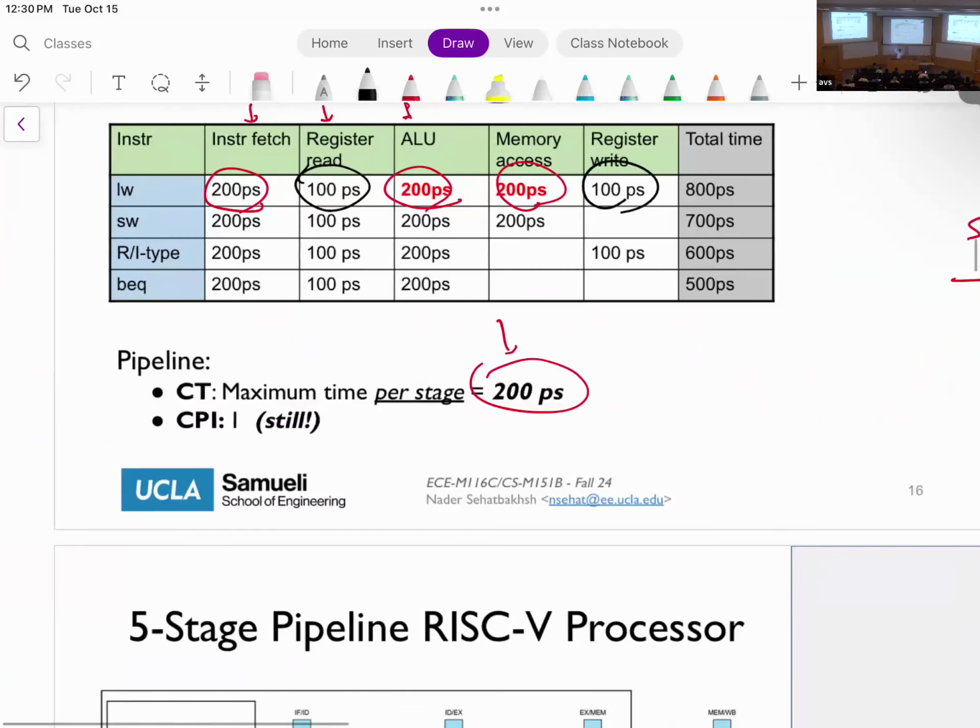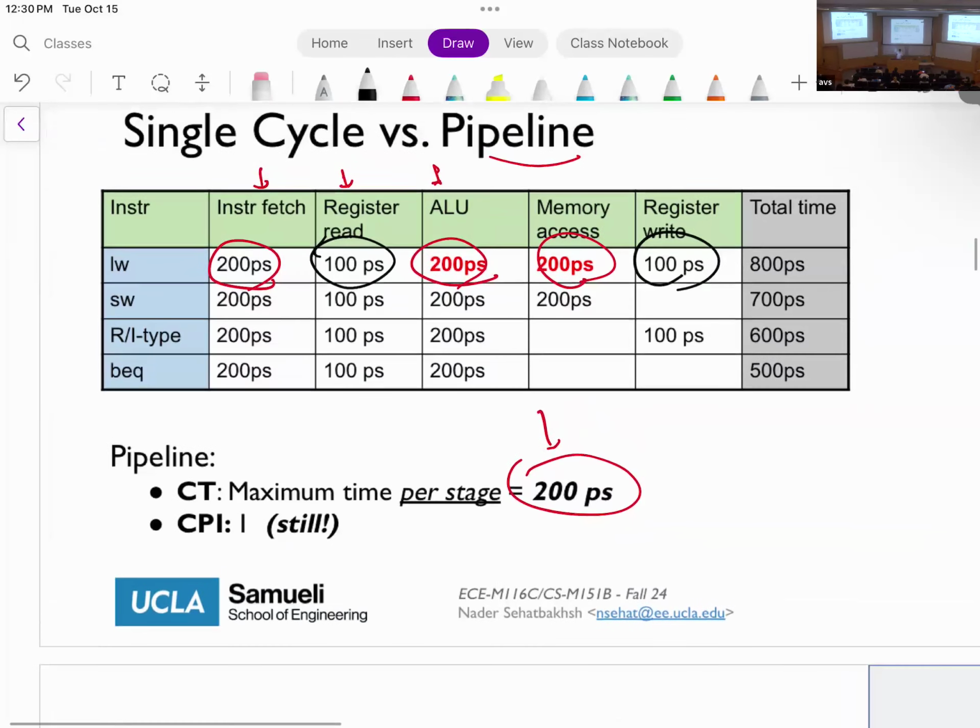So the question is the difference between single cycle and pipeline. In single cycle, we need to finish the instruction in one cycle, right? And in order to find how long my cycle should be, I need to find the max time of this, right? So my cycle should be more than 800 picoseconds. Okay, that's how I finish this instruction. So every instruction, in other words, takes 800 picoseconds.